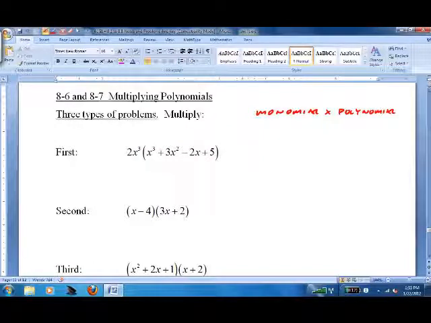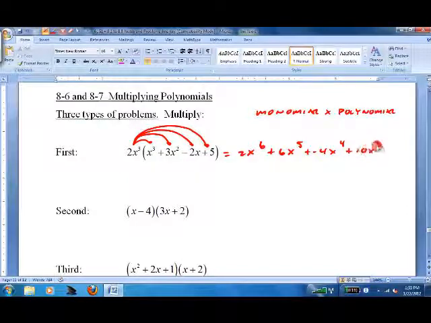This one here is a little tricky because there's multiple levels of distribution, but if you follow the process, it's no problem. I like to draw arrows on top, which reminds me to multiply each one. I do them one at a time. So the first one, 2x to the third times x to the third is 2x to the sixth, plus 6x to the fifth, plus negative 4x to the fourth, plus 10x to the third. It's in descending order. Looks good to me.